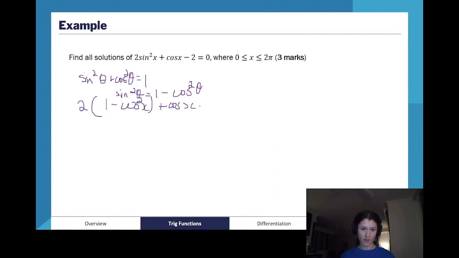Plus cos x take 2 equals 0. Now, how do you think we could further solve this? We have 2 minus 2 cos squared x plus cos x take 2. So we have gotten rid of our 2's because they cancel each other out, and we are left with negative 2 cos squared x plus cos x.